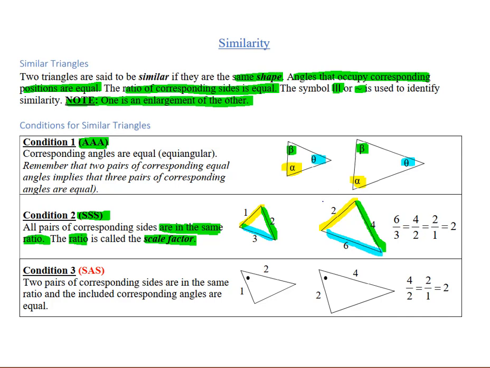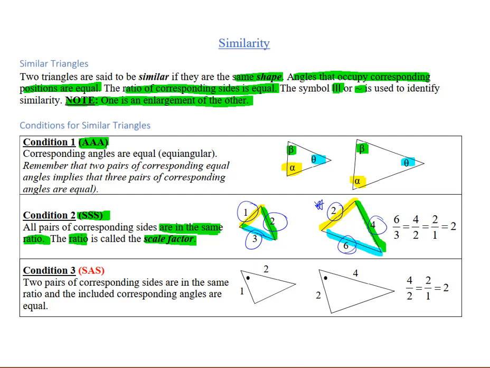So if we start with our second triangle, 6 over 3 has to equal 4 over 2, which equals 2 over 1. So 6 over 3 equals 4 over 2, which is 2 over 1, which equals 2. So our scale factor is 2. That means our second triangle is twice as large as our first triangle. Or, if we wrote our ratios the other way, 3 over 6, 2 over 4, 1 over 2, our first triangle is half the size of our second triangle. So the sides are in the same ratio.